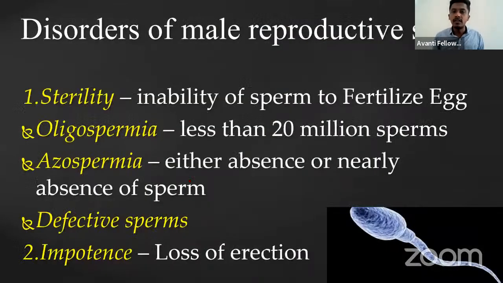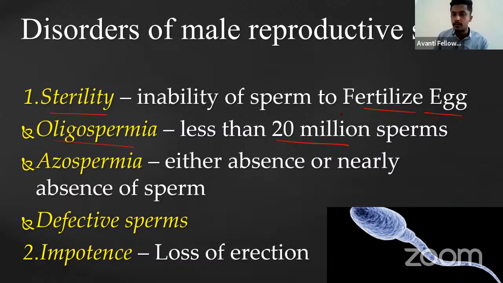Okay, so some of the disorders of the male reproductive system are, first one is sterility. A person will lack the ability to produce sperms which have the capacity to fertilize an egg. So that is called as sterility. And the other one is called as oligospermia. Oligospermia is when you have a low sperm count. So that is less than 20 million sperms per ml.